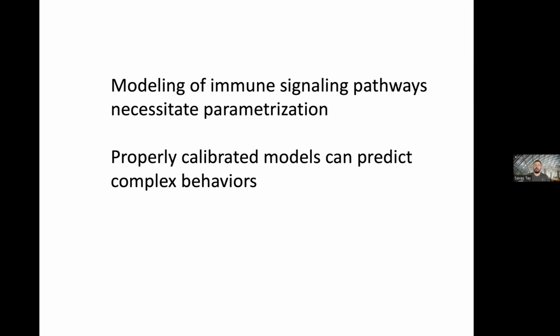If that can be done, properly calibrated models can then predict complex behaviors. Oftentimes we don't have either the resources or the capabilities to do experiments that mimic what could be happening in vivo in the tissues, but we can run a computer and make these predictions if we have appropriately calibrated models, okay?